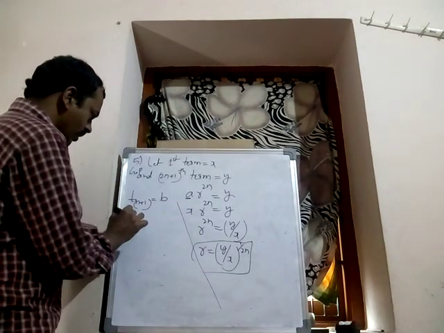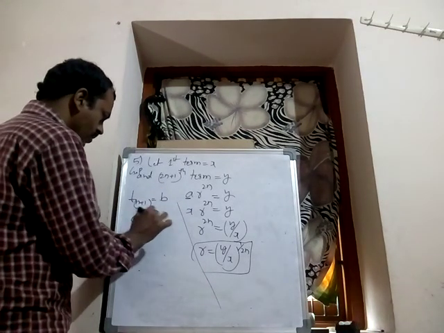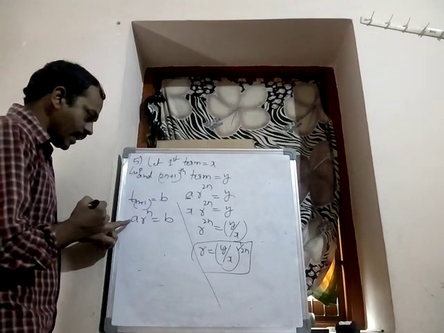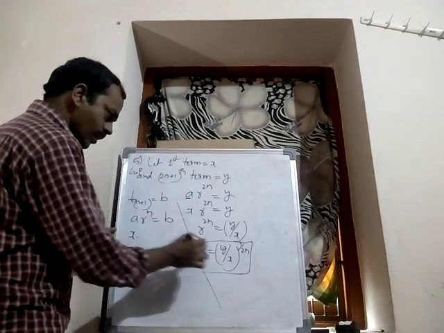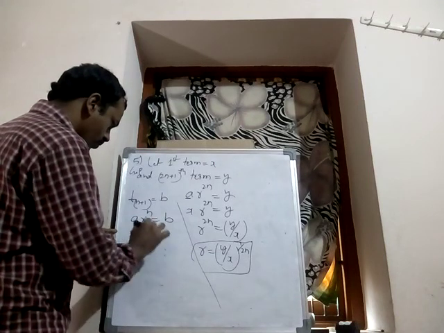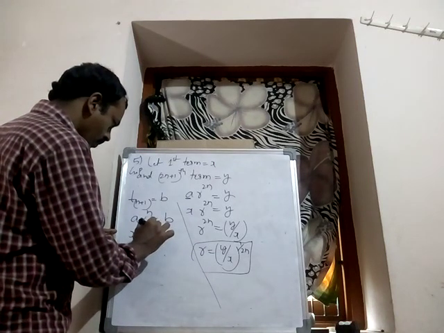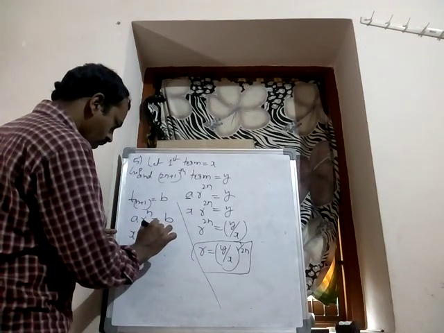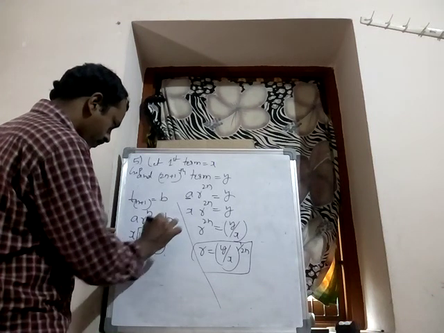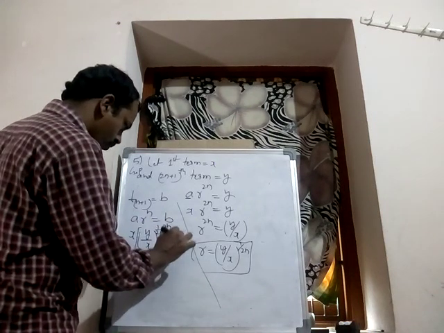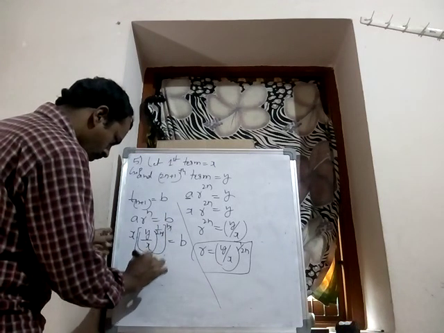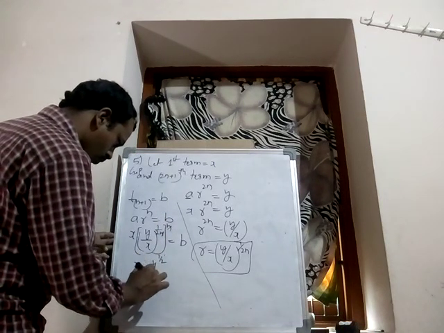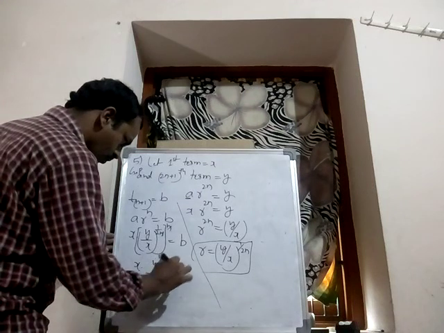So what is the formula? This one: a r to the power of n is equal to b. What is a? a is the first term, x into r. What is the r value? (y by x) to the power of 1 by 2n, whole to the power of n, is equal to b. So here n cancels, x into y to the power of 1 by 2 by x to the power of 1 by 2, that is equal to b.